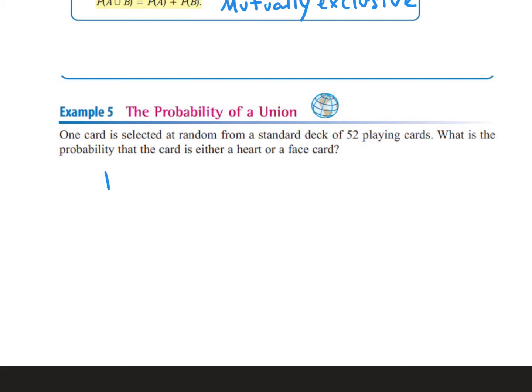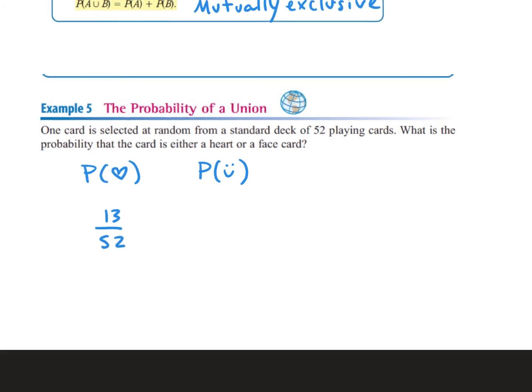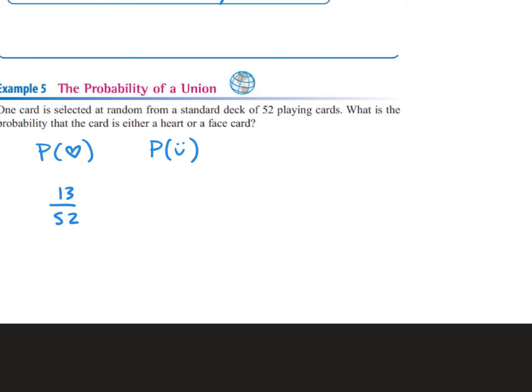So we need to find the probability that it is a heart and the probability that it is a face card. So let's find our probability that it's a heart. How many cards? Face cards are Jack, King, or Queen. So let's see. In our deck, we have 52 cards.